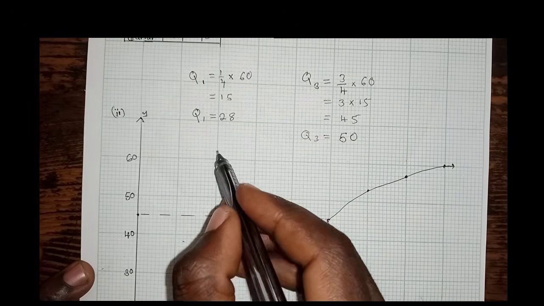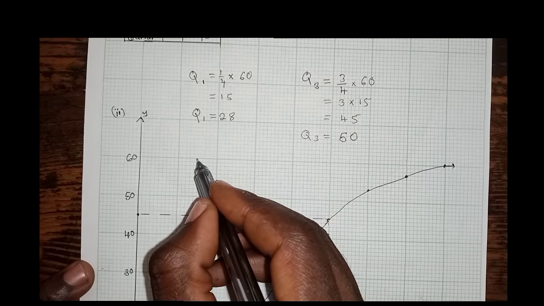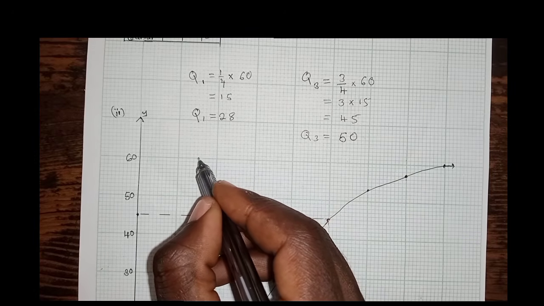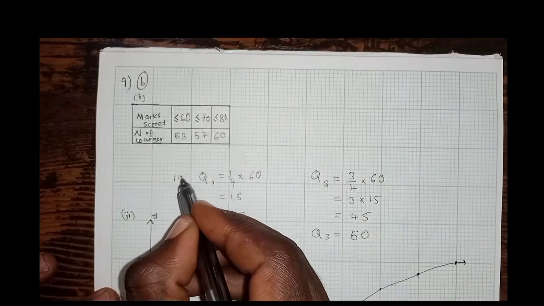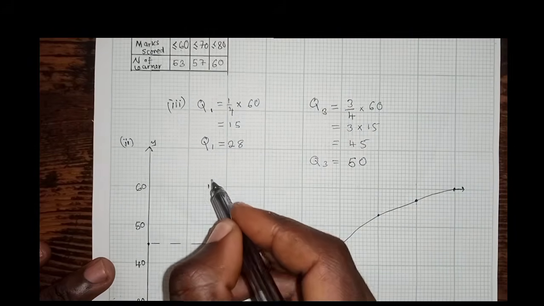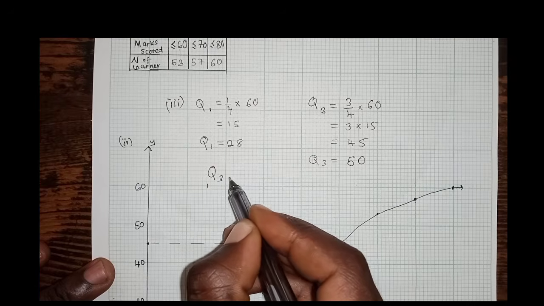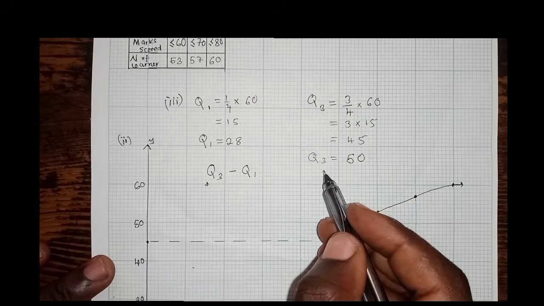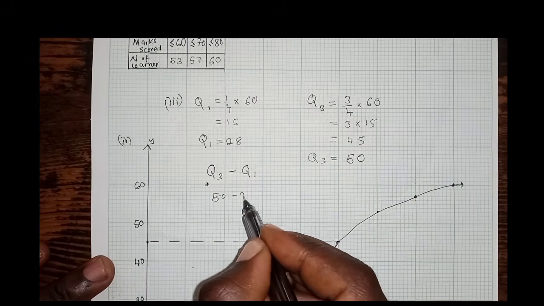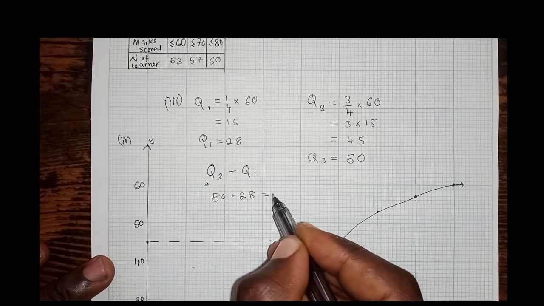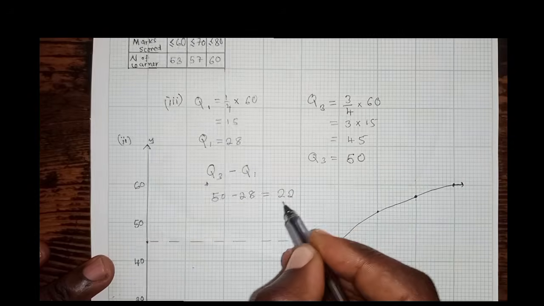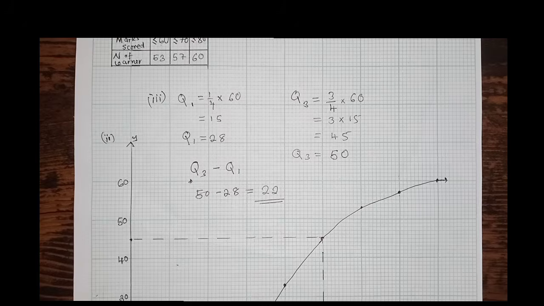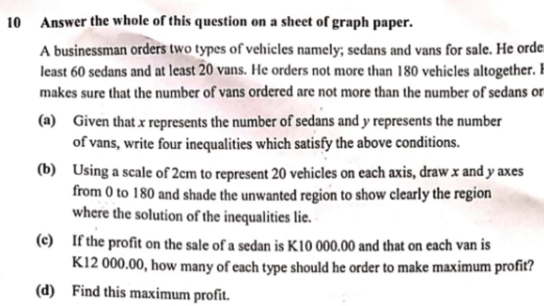So now to find the interquartile range, let me indicate that this is question 3. We are going to say Q3 minus Q1. That's the answer. What is our Q3? It's 50 minus Q1 is 28, which is equal to 22. So our interquartile range is 22. All right, so we're done with this question. We go to the next question.